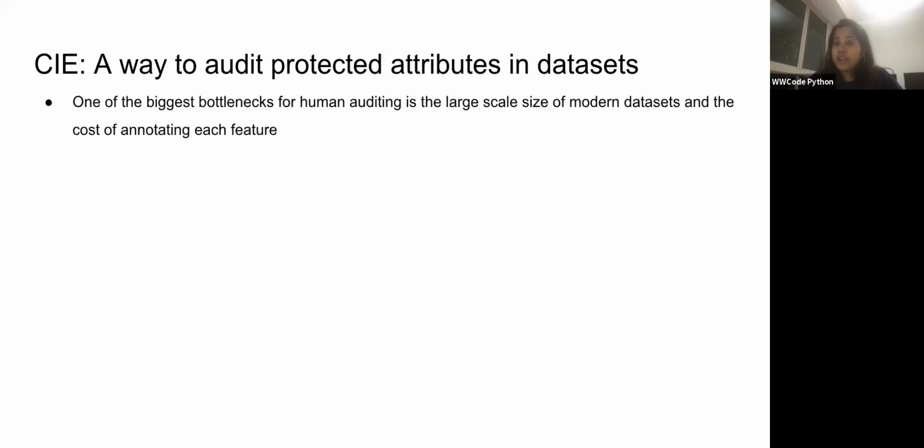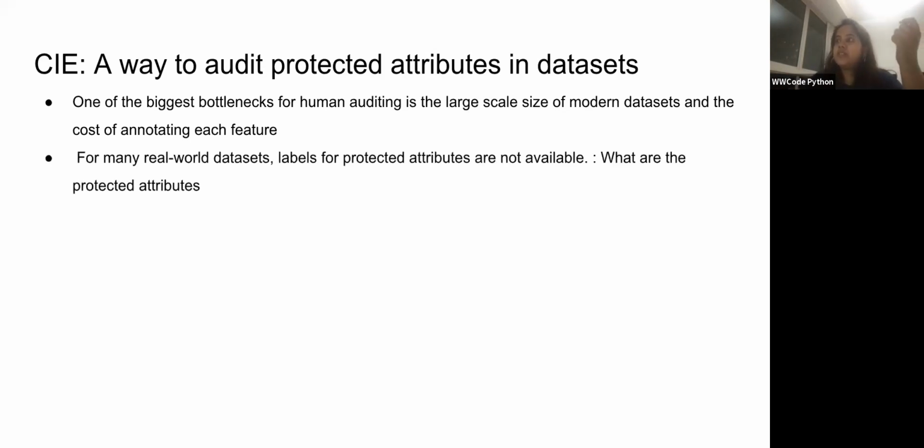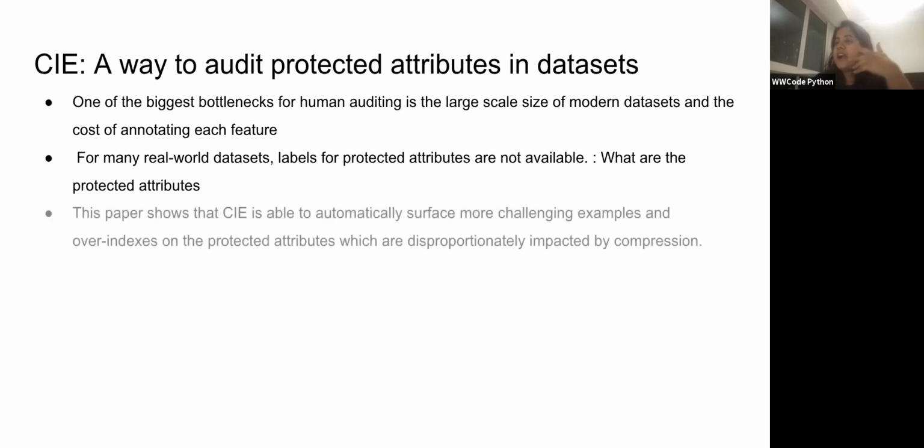One of the biggest bottlenecks is that the larger the modern data sets get, the more the cost of annotating or labeling each feature. So in many real world data sets, labels for protected attributes are oftentimes not available. For example, if we do something for work, I don't know how many times you found the labels that exist for these protected classes. What I mean is, you obviously trained it on certain classes, but did you also try to find out what the labels were for these protected attributes?